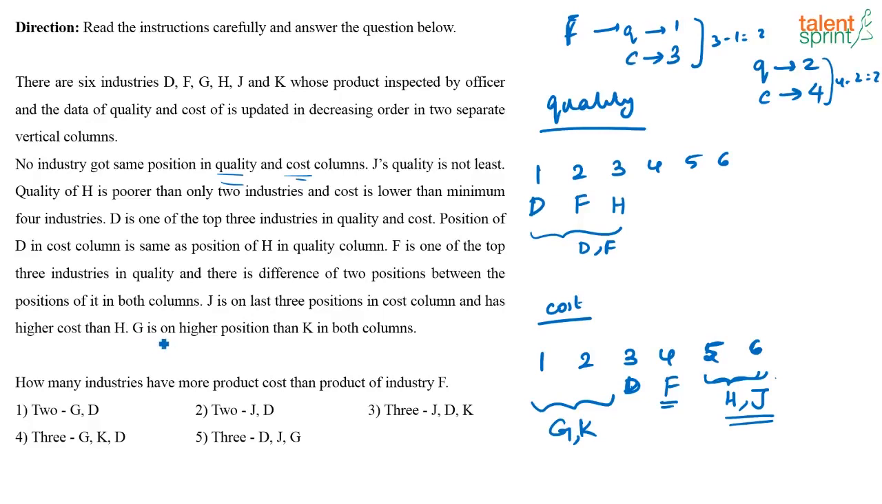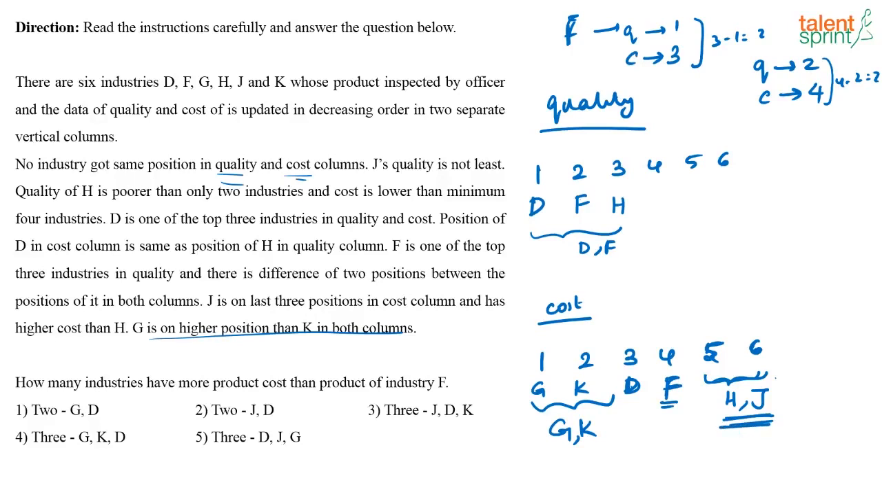Even though I think they have given here G is on a higher position than K in both columns. You can use that also. So G is going to be here, K is going to be here, whichever way it is. Right now for this particular question, once you know this is the position of F and this is the position of H and J, you can stop.